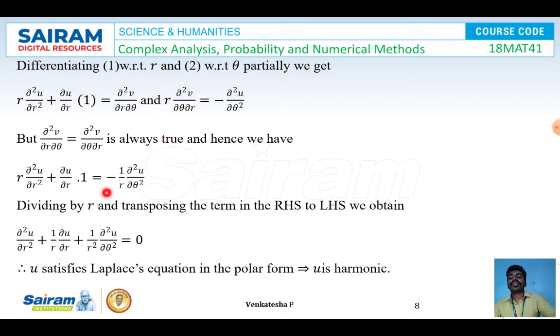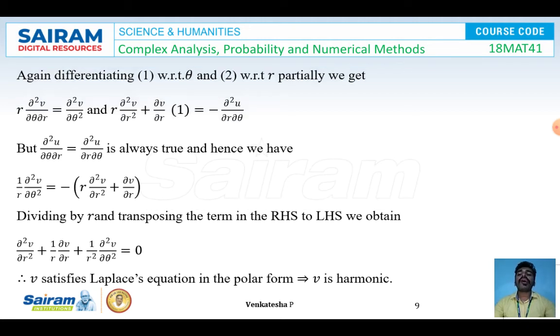So I got the expression r ∂²u/∂r² + ∂u/∂r · 1 = -(1/r) ∂²u/∂θ². Taking r to the LHS and bringing this term here, I got this equation. Now dividing the entire equation by r and shifting this term to the LHS, I got ∂²u/∂r² + (1/r) ∂u/∂r + (1/r²) ∂²u/∂θ² = 0. So it implies that u satisfies the Laplace equation in polar form. Hence you can say u is harmonic.